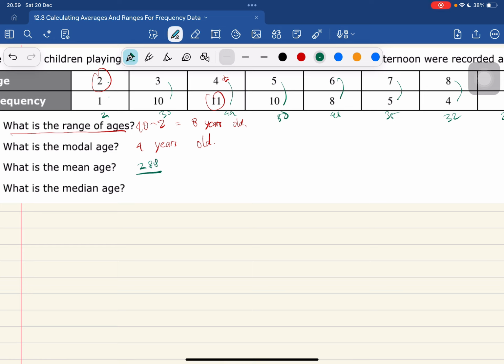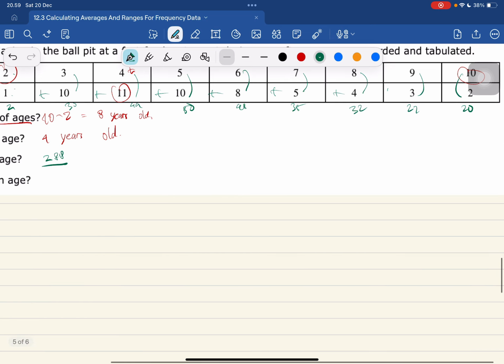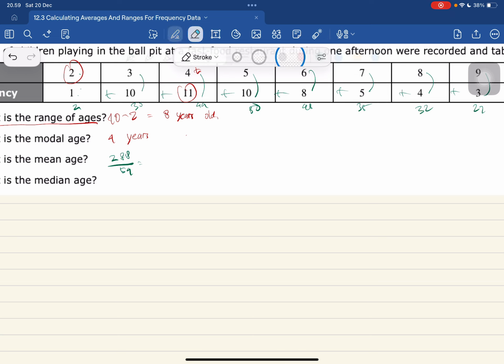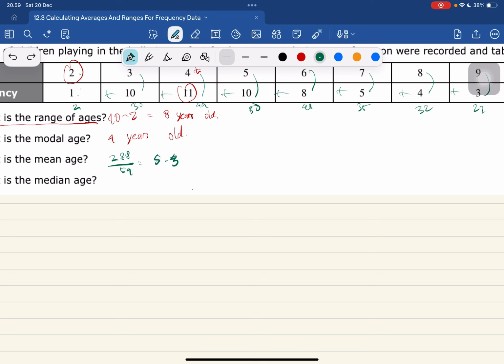So we find the total, which is 288, and we divide by the total frequency: 1 plus 10 is 11, plus 11 is 22, plus 10 is 32, plus 8, plus 5, plus 4, plus 3, and plus 2. This will give us 54. So we just divide it. The mean of age is 5.3.